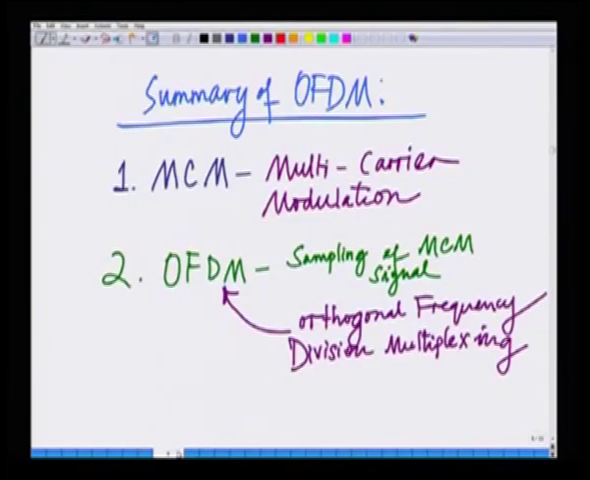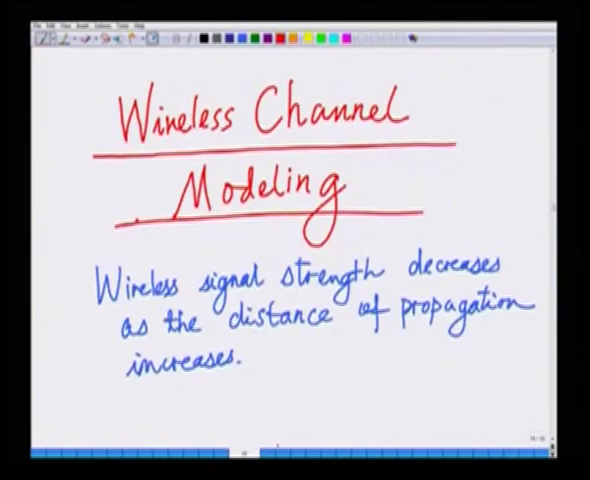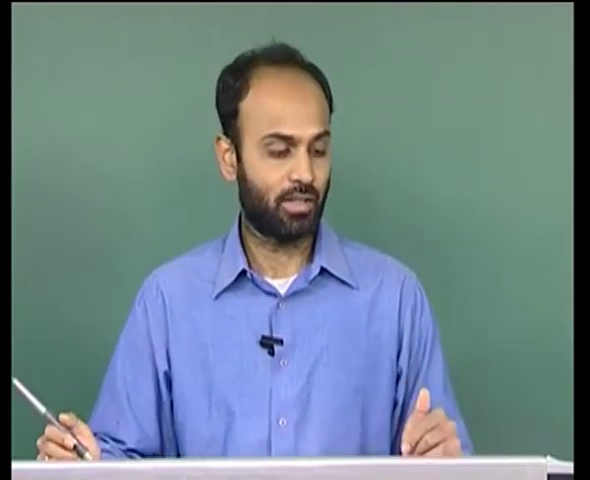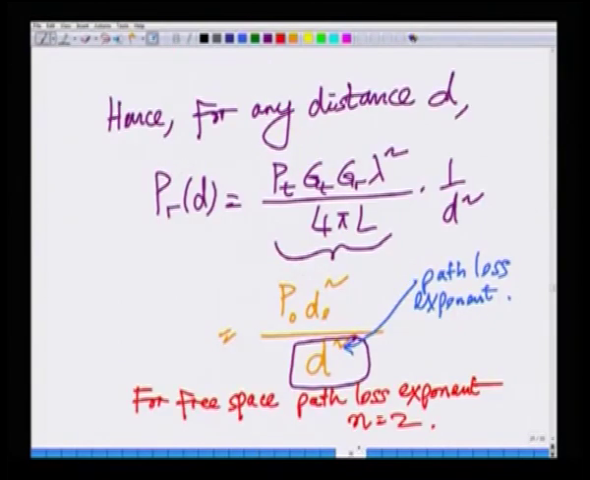We summarized the various aspects that we looked at in OFDM, and then we moved on to wireless channel modeling, in which we said the signal strength decreases in a typical wireless scenario as a function of the distance. And in order to characterize cellular scenarios, that is the power that is received at the cell edge and so on, or to characterize the transmit power, we wanted to understand these channel models. And we said typically in free space the channel power decreases with the square of the distance, that is the path loss exponent is 2, that is power decreases as d square.